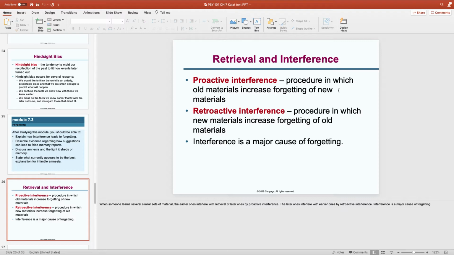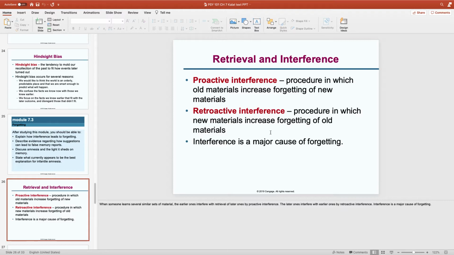How does this actually happen? Well, we have what we call proactive interference. This is where we learn something, let's say A, we learn A, then we learn B. And then we tend to forget B because A has interfered with our learning of B. That would be proactive. Retroactive is actually the reverse. It's where we first learn A, then we learn B, but then we forget A because B interfered with it.